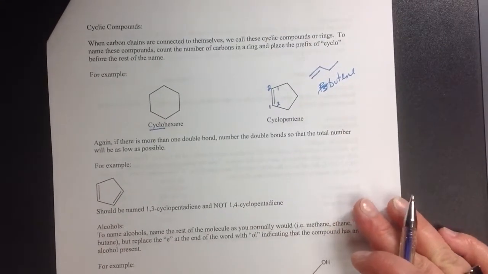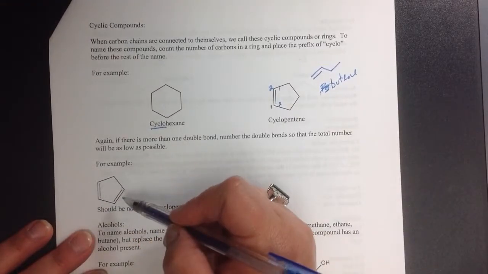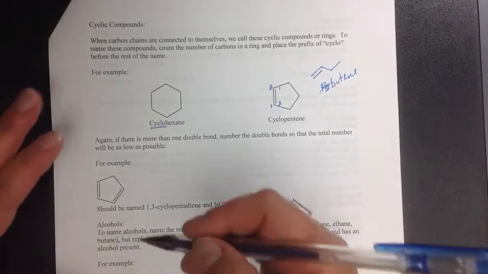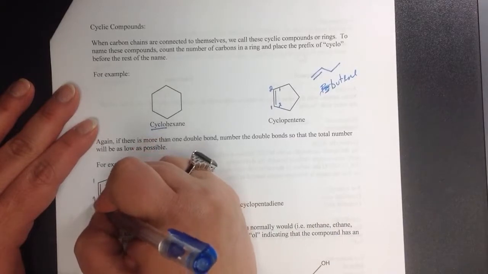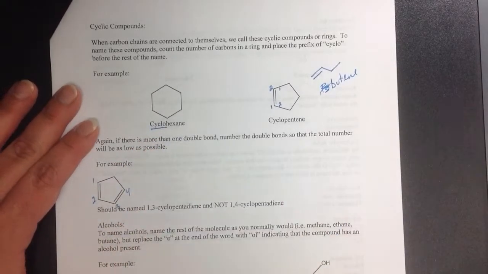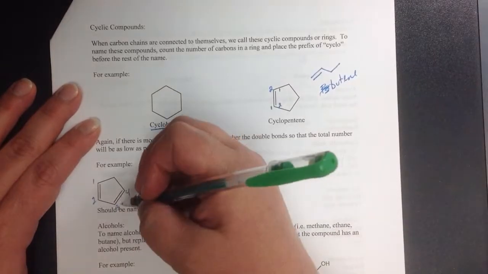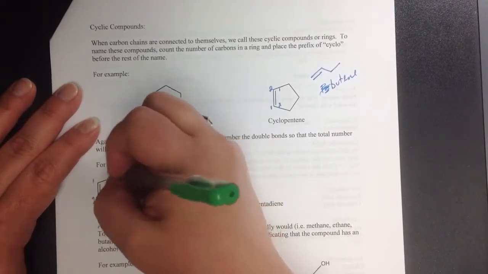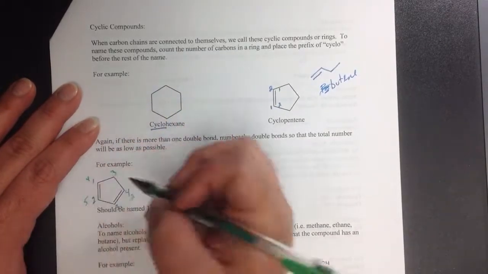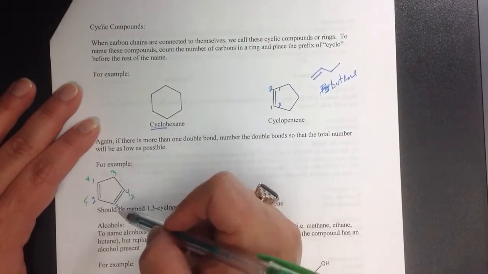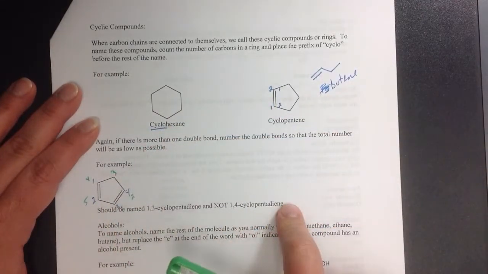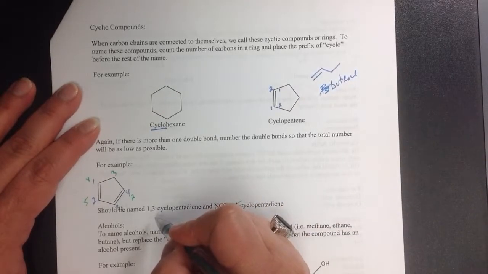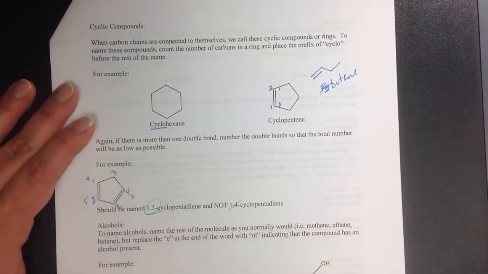And you can get a little bit more complicated when you have things like you see here, because now we have to figure out how to count this in the most logical way. So it would be 1, 2, 3, 4 in that direction. Now let's say that I wanted to start again at a different point. Let's say I started here and said 1, 2, 3, 4, 5. Do you see how that would be a 1,4-cyclopentadiene? Well, that's not as desirable because this is a higher number than what you have over here, and so this is actually the preferred nomenclature.